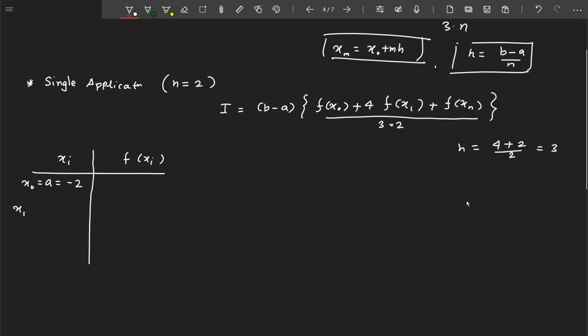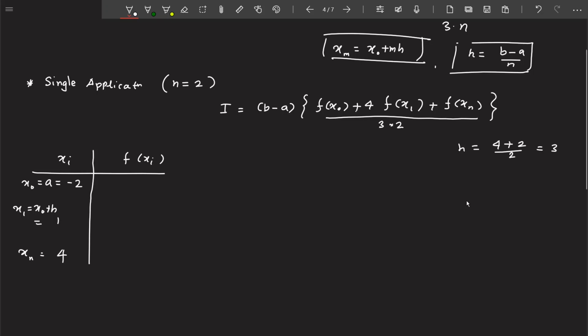So x1 is going to be what? x0 plus h, and that comes out to be minus 2 plus 3, comes out to be 1, and then x2 is going to be 1 plus 3, that comes out to be 4.